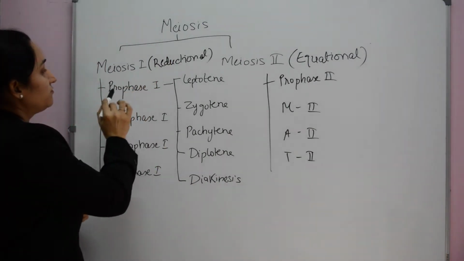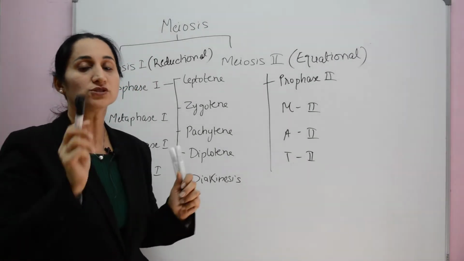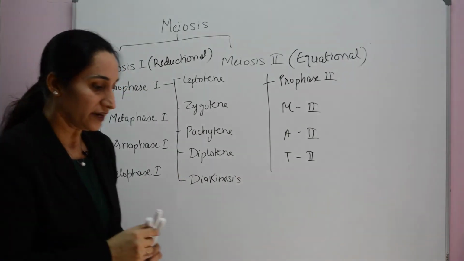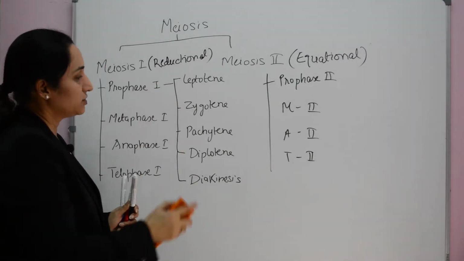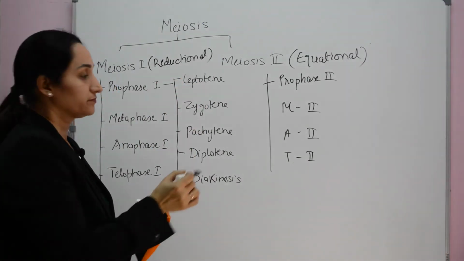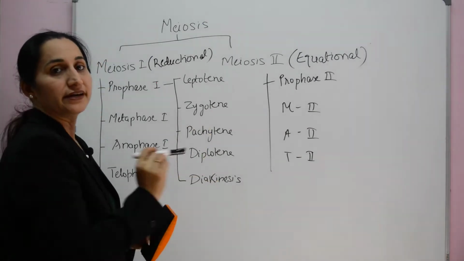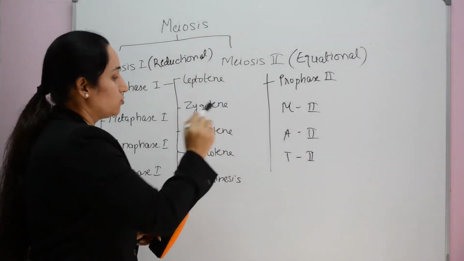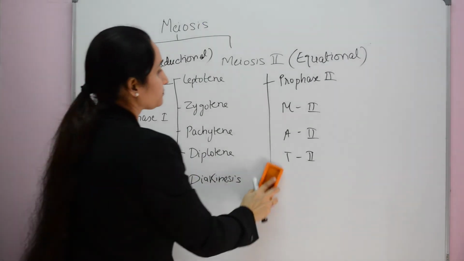In Meiosis One, we have Prophase One. Prophase One is the longest and most complex phase of Meiosis One, right? So for the sake of simplicity, it is again divided into 5 substages. The first one is leptotene, then zygotene, pachytene, diplotene, and diakinesis. They are also known as leptonema, zygonema, pachynema, and diplonema, right?